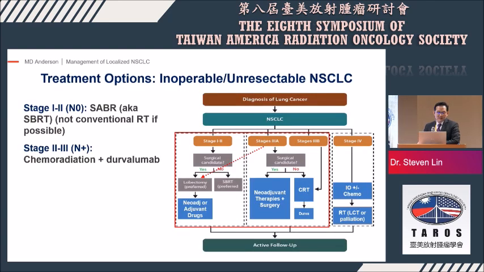management. Stage 1, early stage lung cancers: SABR is really the preferred option, of course, not conventional radiation if possible. And for more locally advanced disease, particularly N-positive disease, chemoradiation followed by consolidation durvalumab would be considered the standard of care.